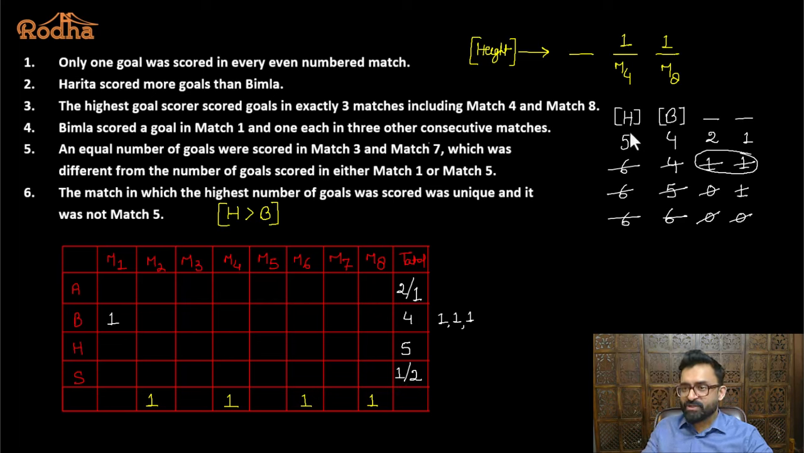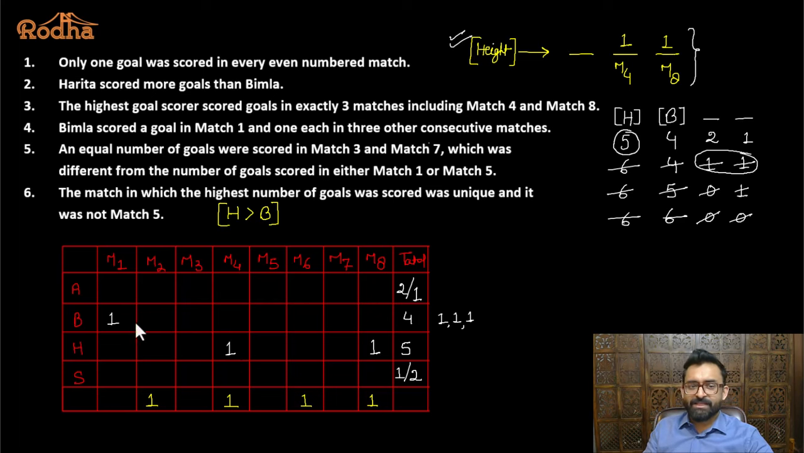That means Harita scored the maximum number of goals. And the person who scores the maximum number of goals will score in match 4 and match 8. That's what is already given in the statement, statement 3 I'm talking about: the highest goal scorer scored goals in exactly 3 matches, including match 4 and match 8. Right? So Harita scored the goals in match 8 and match 4, one each.